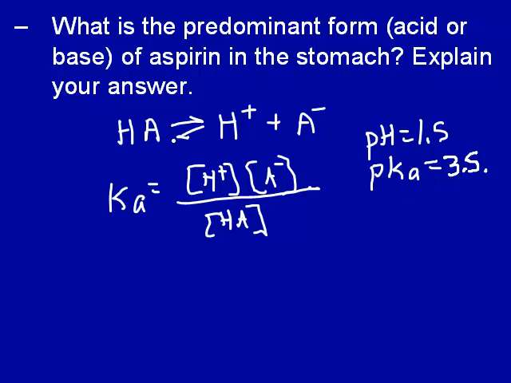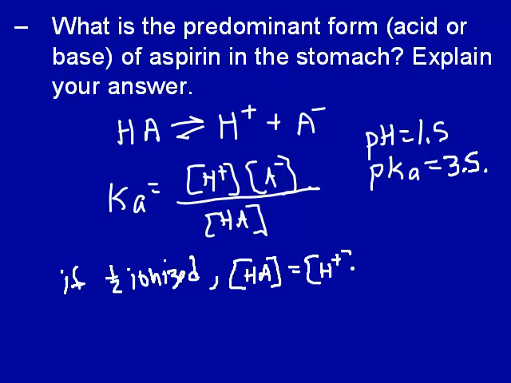We can sort of play around with this equation here, or these two equations. What would happen if the acid were half ionized? What would that mean? That would mean that half of the unionized acid had dissociated into H plus and A minus. That means, for instance, if you started with 1 molar here, this would end up half molar, and this would end up half molar and half molar. So if it's half ionized, this means that the concentration of HA is equal to the concentration of H plus, which is equal to the concentration of A minus.